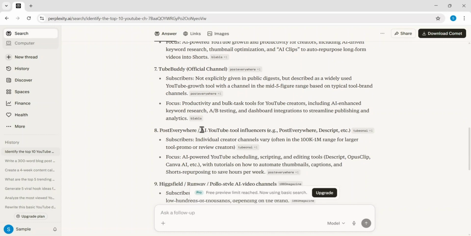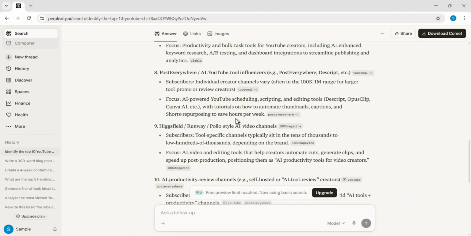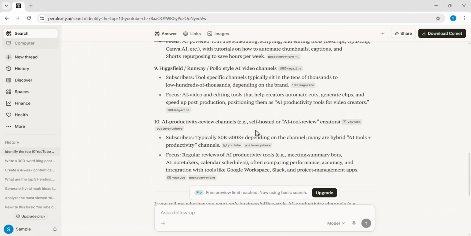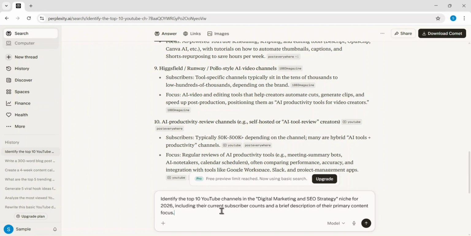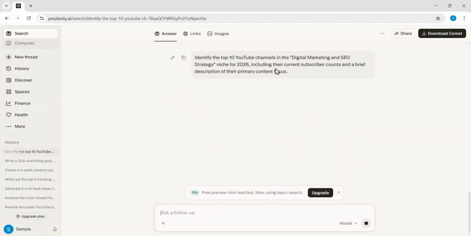This comprehensive list allows me to identify gaps in the market and see how these top-tier creators are positioning their channels for long-term growth. Next, I use the follow-up bar at the bottom to search for the top 10 channels in the digital marketing and SEO strategy niche for the same year.